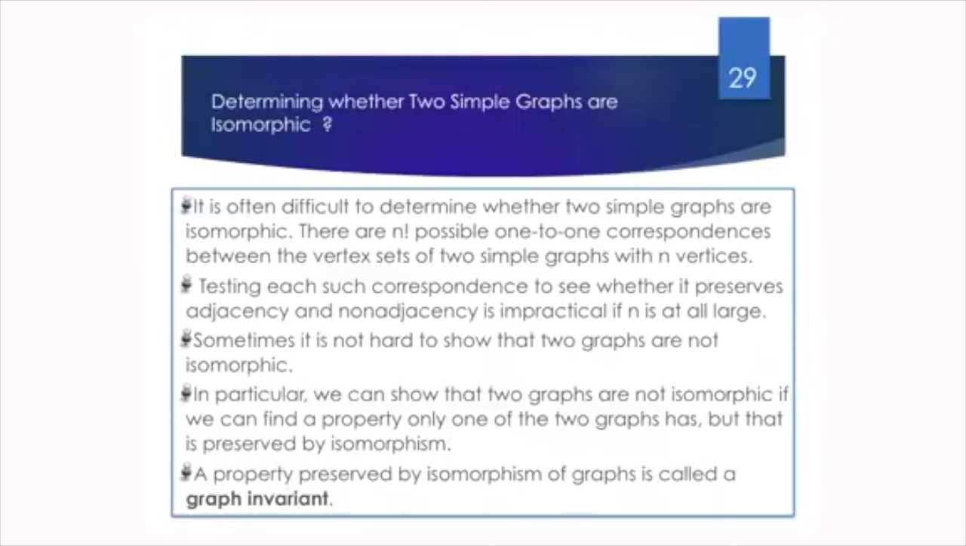Sometimes it is not hard to show that two graphs are not isomorphic. In particular, we can show that two graphs are not isomorphic if we can find a property only one of the two graphs has, but that is preserved by isomorphism. A property preserved by isomorphism of graphs is called a graph invariant. For instance, isomorphic simple graphs must have the same number of vertices because there is a one-to-one correspondence between the sets of vertices of the graphs.